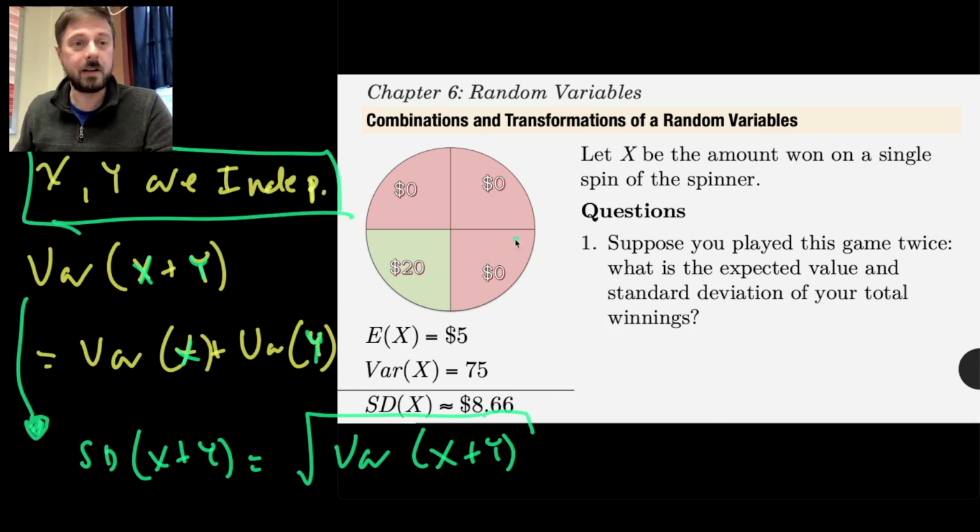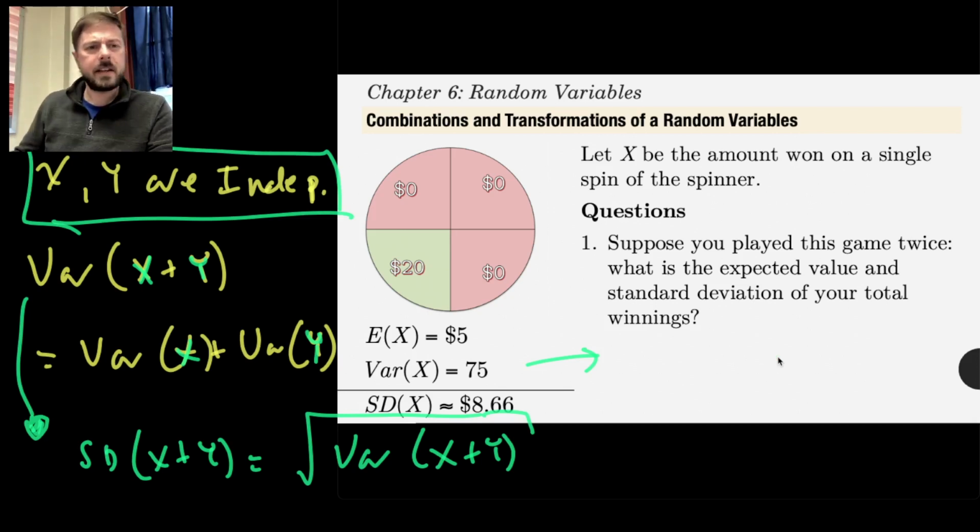And when we're spinning a spinner, we can assume that. Whatever you spun the first time isn't going to change the probability of what you spin another time. So in this instance, to answer number one, now that we know these formulas, instead of spending five minutes fooling around, you could answer it almost instantaneously. You know that you play the game twice. You would just sum your two variances, and you get the variance of the sum. The variance is 150. Take the square root of that, and shazam, you get your correct standard deviation. So that's really, really nice.